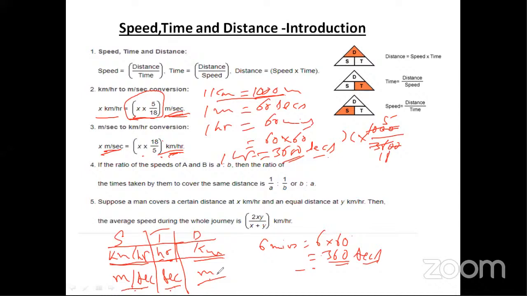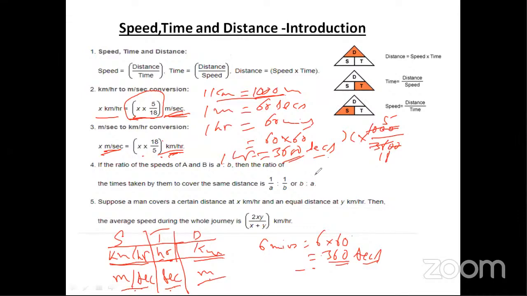I hope this is clear so far. The unit part, is unit part clear? Can I have some responses here on the chat box? Okay, great. Thank you. Once again, is it? Okay, no problem. I will repeat once again.